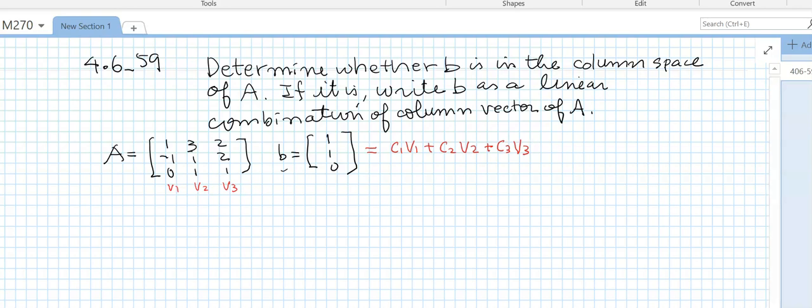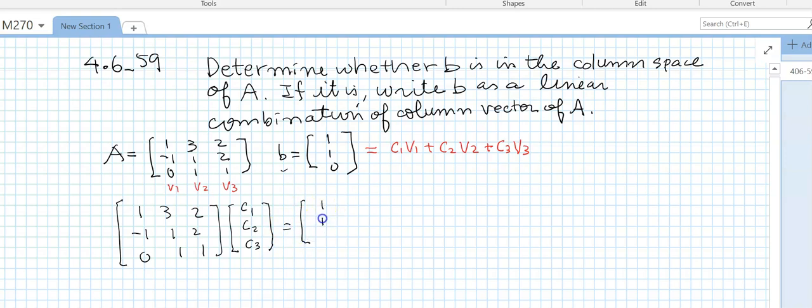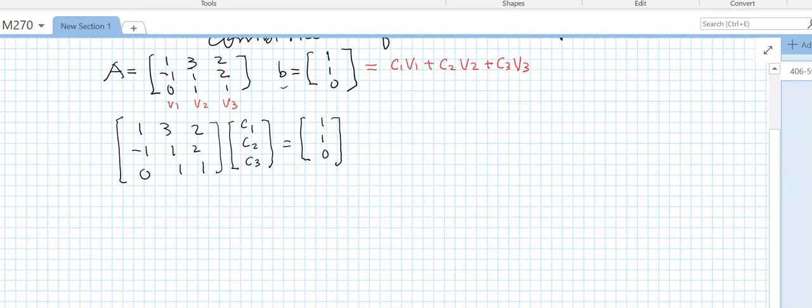So this is A: 1, 3, 2, negative 1, 1, 2, 0, 1, 1, and then C1, C2, C3 will give me 1, 1, 0. That is the question. Is it possible to have those C's exist? If they exist, then the system is consistent. Consistent means a solution exists.